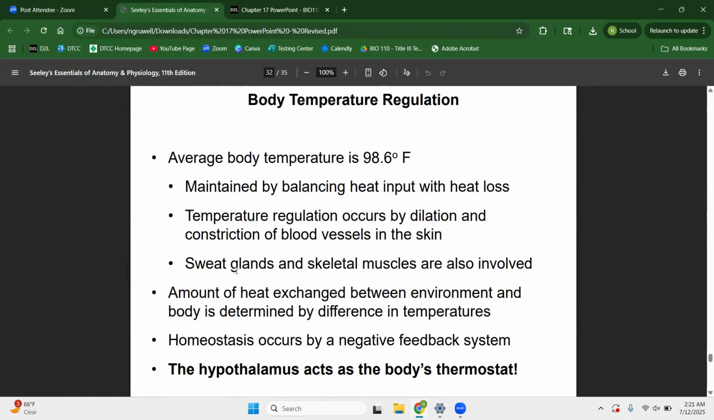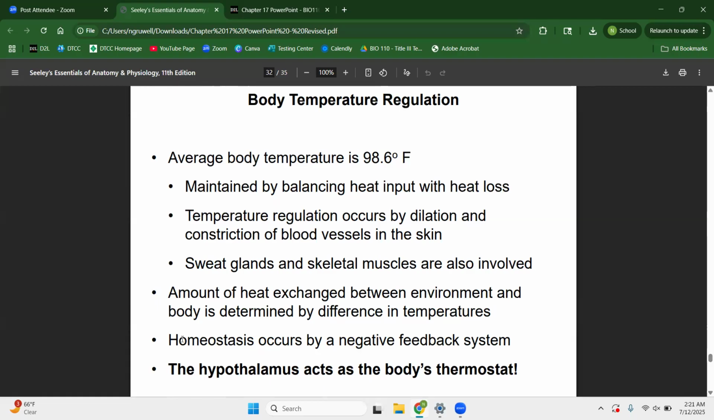And so the amount of heat that we exchange between the environment and the body is going to be determined by a difference in temperature. So say we went into a room that was exactly 98.6 degrees, there's not going to be any exchange because we're already exactly even. But if I go in a room that's 120 degrees, my body's going to start soaking up some of that heat. If I go into a room that is super cold, my body is now much hotter than the room, so my body's going to give off heat more quickly. That should make sense to you guys.